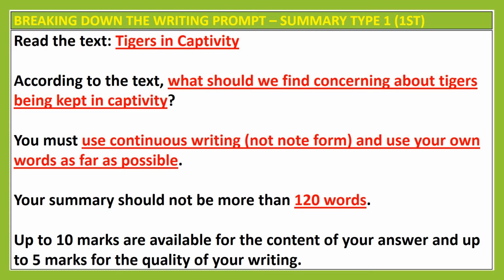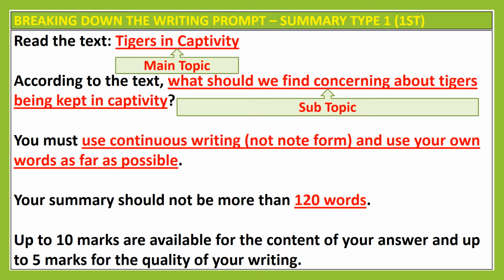Breaking down the writing prompt is crucial for crafting an effective summary. Start by identifying the main topic of the summary: tigers in captivity. Next, pinpoint the specific subtopic involved in the task: the concerning aspects of tigers kept in captivity. Recognize the type of summary required. This task falls under summary type 1, ST1, since it features a single subtopic.